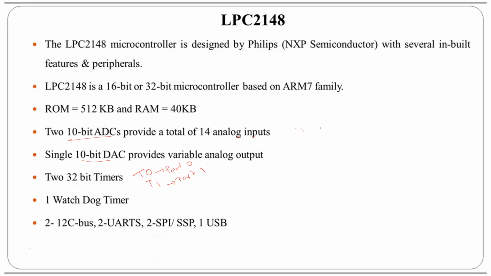And you have two I2C buses, two UARTs, 0 and 1, corresponding to port 0 and port 1, two SPI, and one USB port to download the code from PC to the processor.